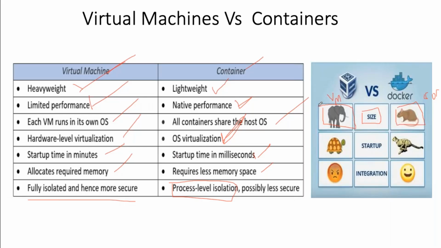Size in the sense that a VM is going to take more resources, like more CPU and more memory, because every VM has an operating system. That's why it is very huge in size. And containers are lightweight. They take fewer resources. And startup: VMs are like a tortoise.